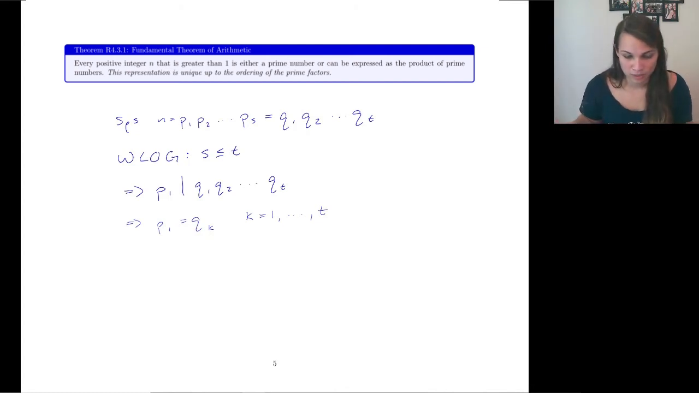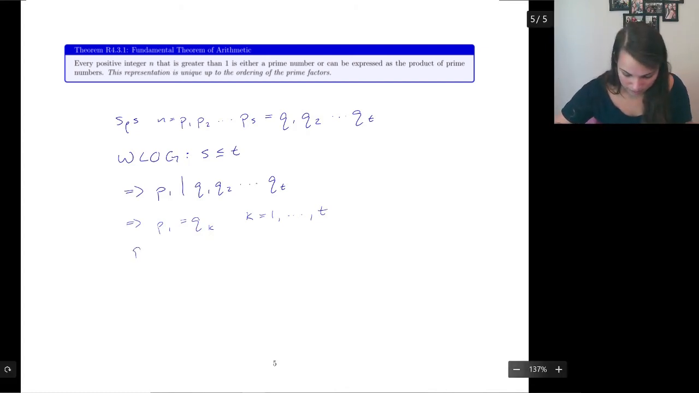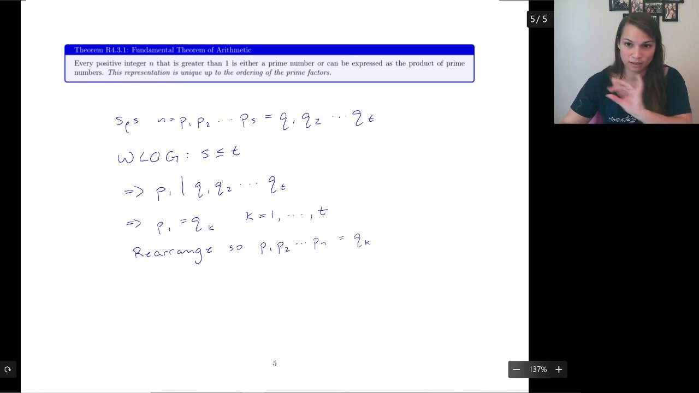So what I'm going to do now is be clever. I'm going to rearrange. I can spell rearrange. I can totally do that. It is in my skill set. Rearrange. So we have P1, P2 up to Pn is equal to Qk. I've moved, that's what I mean by rearrange. I want to move that Qk to the front.